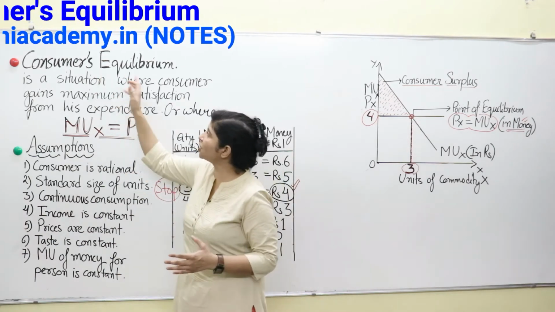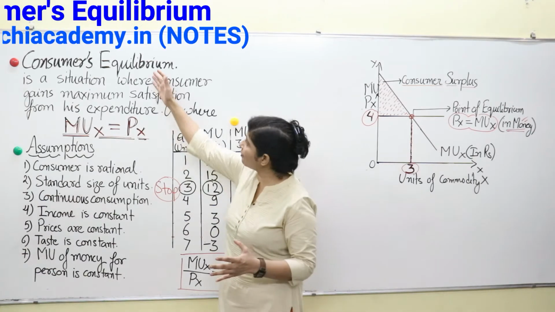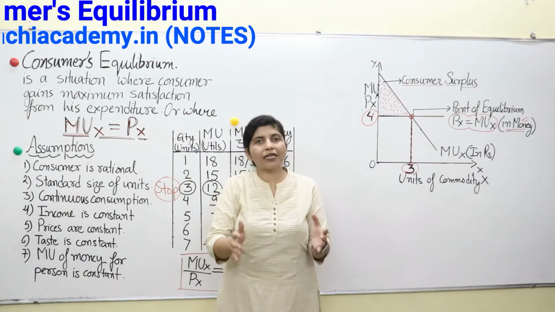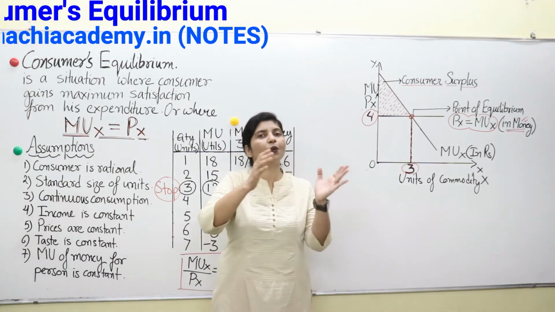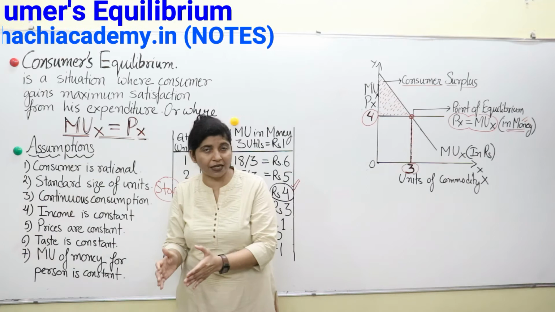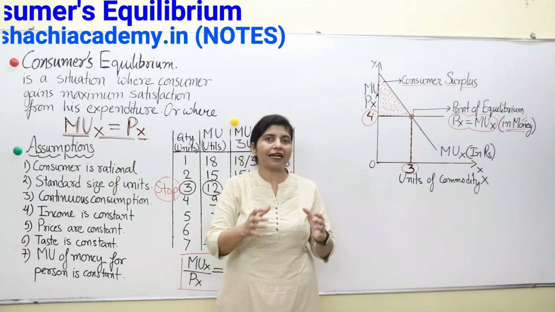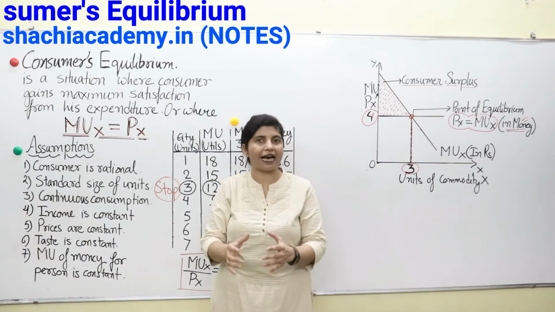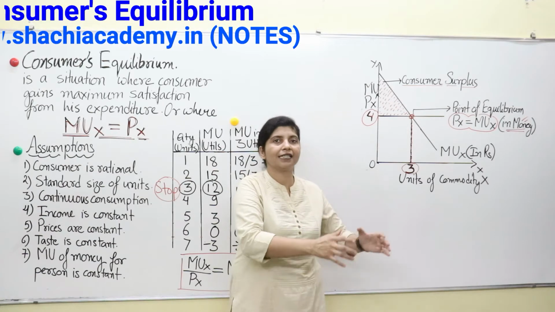So what is consumers' equilibrium? Where is the consumer in balance? Equilibrium means he is in balance. Where is the consumer in balance? Where he gains utility that is equivalent to the price which he pays. That means he would be buying a commodity if he thinks that commodity fulfills his desire and gives him satisfaction equivalent to the price which he is paying.